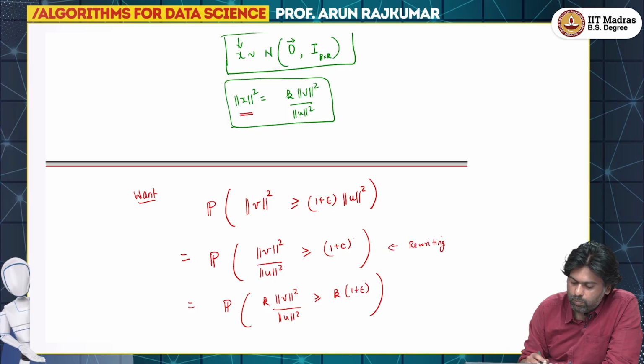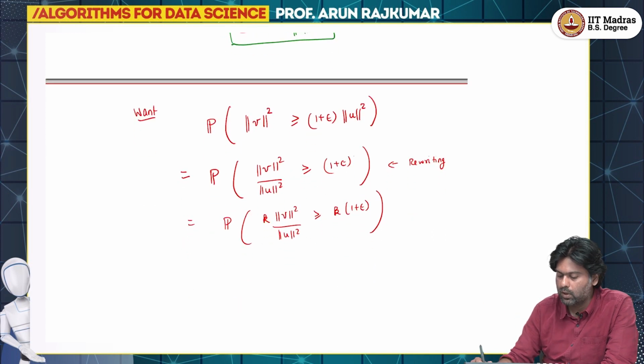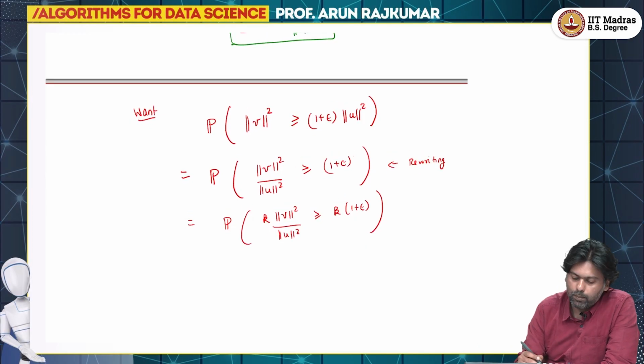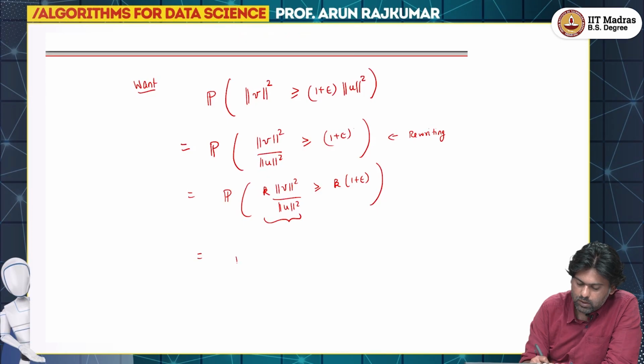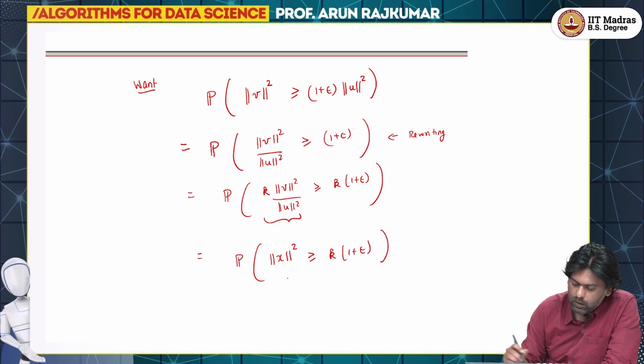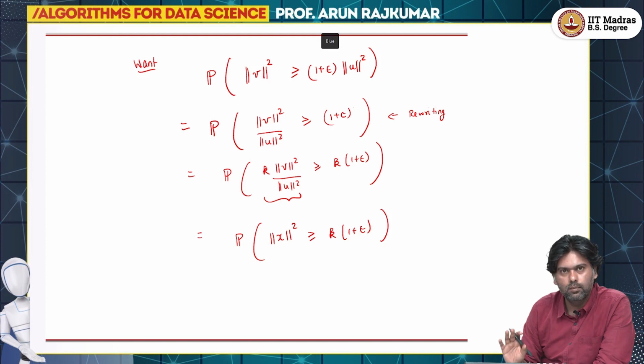Now, if norm v squared by norm u squared is greater than 1 plus epsilon, if that event happens, then of course k times norm v squared by norm u squared will be greater than or equal to k times 1 plus epsilon. So the probability of these two are the same, but this is just our norm x squared. This is just a multivariate normal random variable. So this is just the probability of norm x squared greater than or equal to k into 1 plus epsilon. So essentially what we have reduced the problem to is something super simple now.